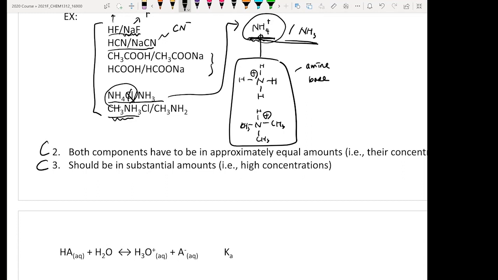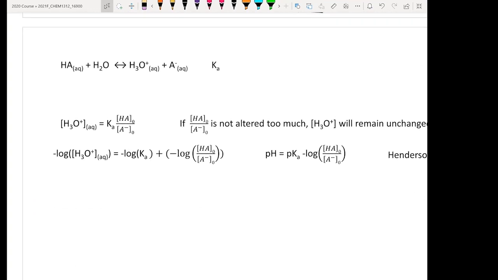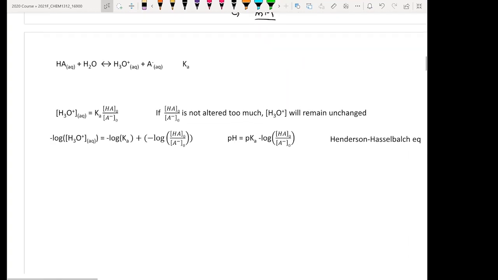Criteria number 3 is that they must be in substantial amounts. In other words, both species need to be in high concentration. When I say high concentration, typically it is in the millimolar range. Right now we're going to go to the most important equation of this chapter. Every time you have a buffer solution, this will be the go-to equation you want to use.